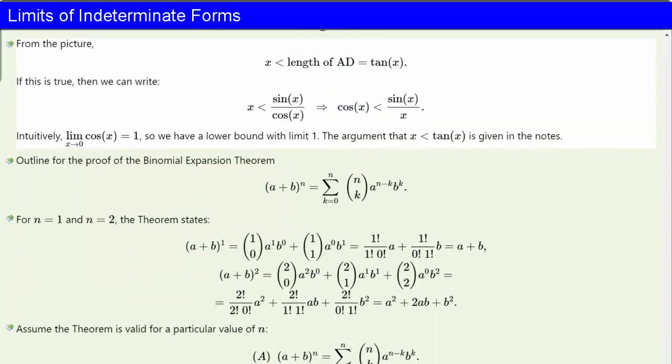From the picture, it appears that the obvious inequality is that x is less than the length of the straight line AD, which is tan x. If this is true, and remember the pictures suggest, they don't prove, then we can write x less than sine x over cos x, and again with a little division we get cos x less than sine x over x. Since, at least intuitively, the limit as x goes to 0 of cos x is 1, we have a lower bound with limit 1 and we are done. The careful argument that in fact x is smaller than tan x is a nice exercise in elementary geometry and is given in the notes.